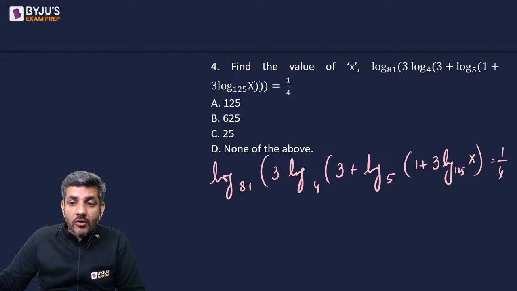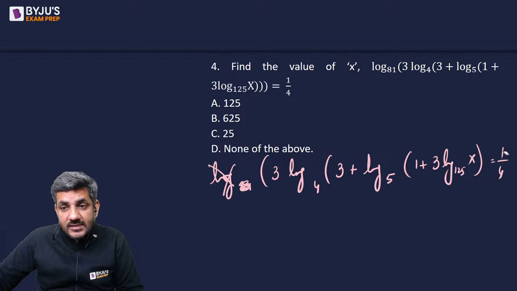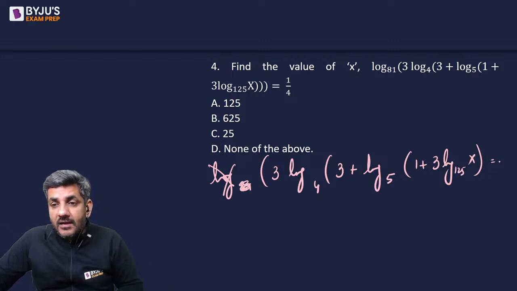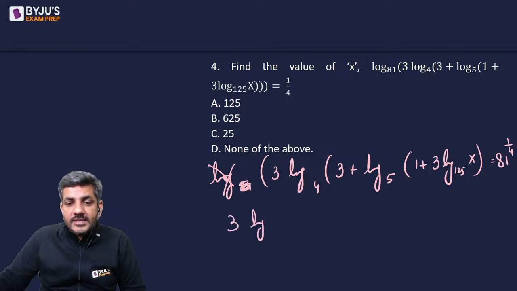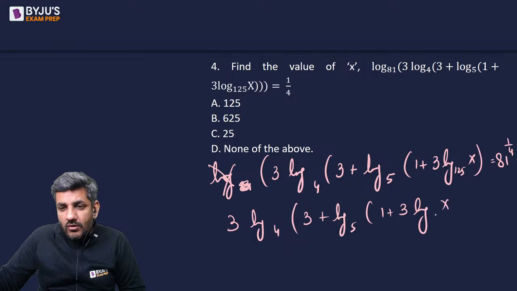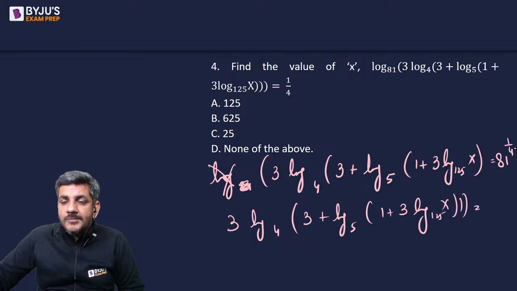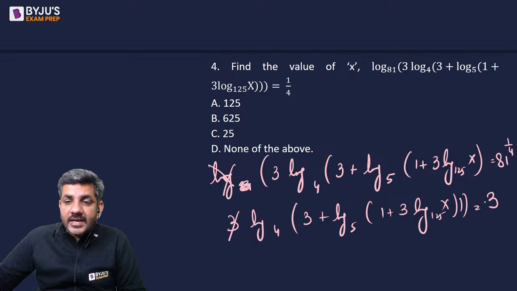By the definition of log, definition क्या कहती है? जब ये log यहां से हटाओगे, this 81 will move on the other side and become the base of a power. So on the right hand side, rather than having 1 by 4, I will have 81 to the power 1 by 4. So it will become 3 times log of base 4 of 3 plus log of base 5 of 1 plus 3 times log of x with base 125. That becomes 81 to the power 1 by 4, which is equal to 3. 3 and 3 cancel out.